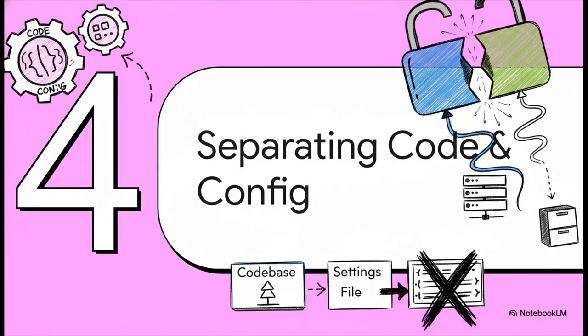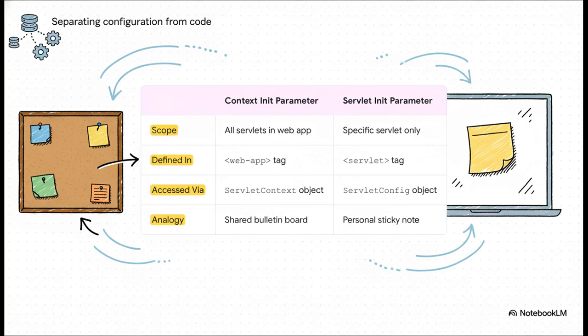So what have we really been doing this whole time? Whether it's a sticky note or a bulletin board, it all comes down to one of the most important principles in software design, separating your code from your configuration. This table just sums it all up beautifully. Our shared bulletin board, that's the context parameter, is for everyone. Our personal sticky note, the servlet parameter, is just for one. The whole game is just about picking the right tool for the job. Do you need to whisper or do you need to shout?